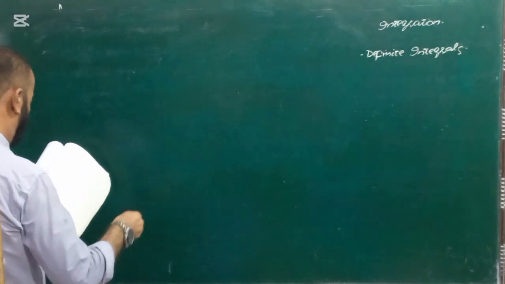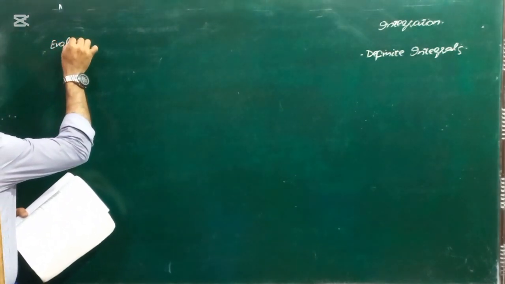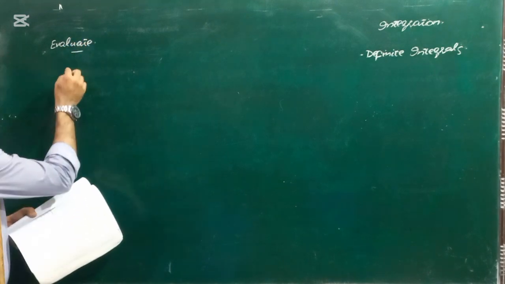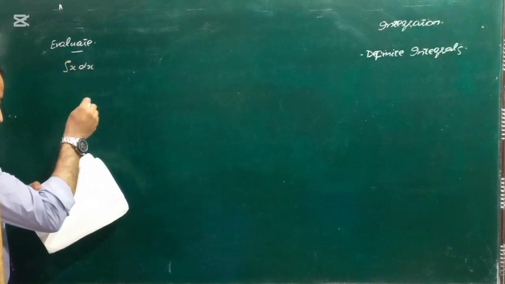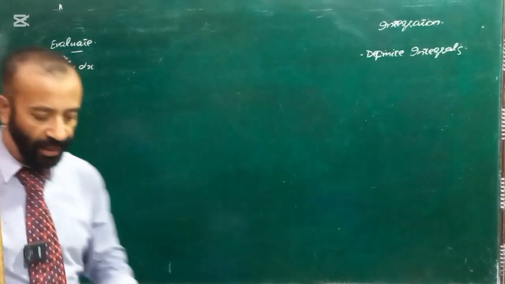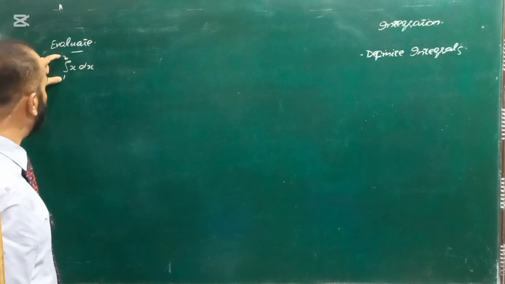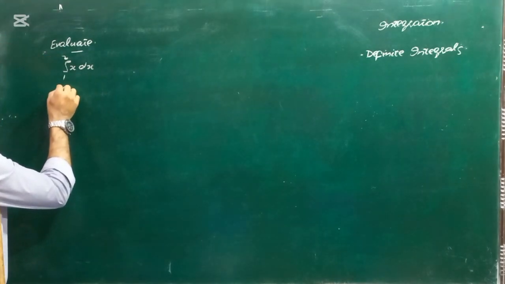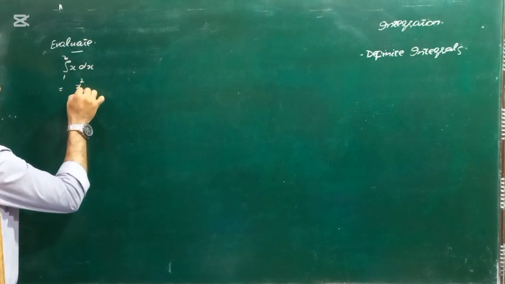So first question is evaluate. The requirement for all questions is evaluate. The first question is integral of x dx, and the limit is from 1 to 2. So this is the question. Look now, first we will ignore these limits and we will integrate this function in the normal way. So the integral of this one will be x square over 2.